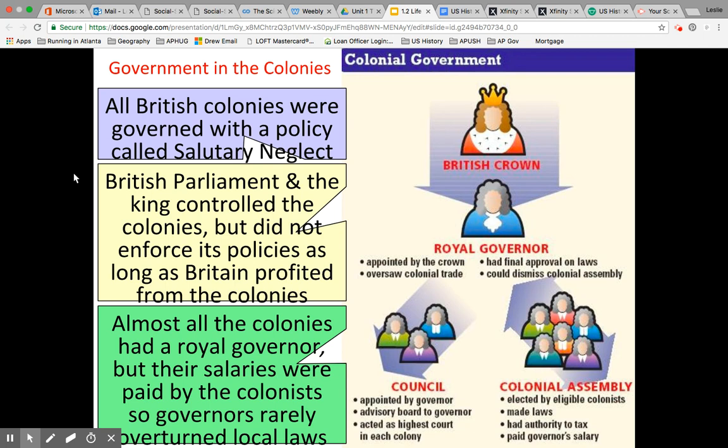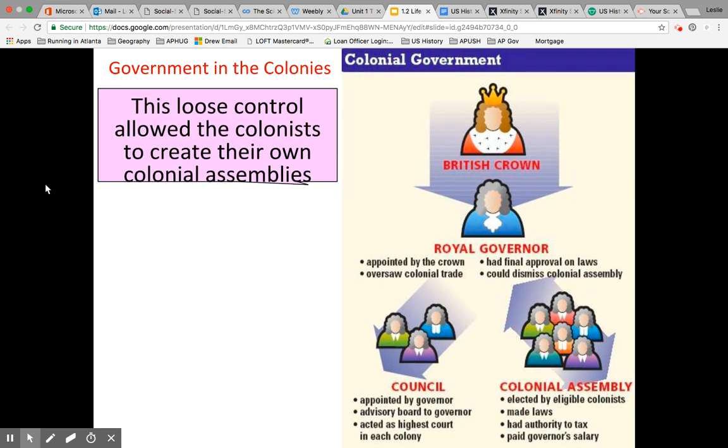And so during the period of salutary neglect, we see the colonies develop pretty sophisticated legal systems. They're able to make their own laws, decide how their economies are going to run. They are basically learning to become independent because the colonies are being neglected by the king and Parliament.